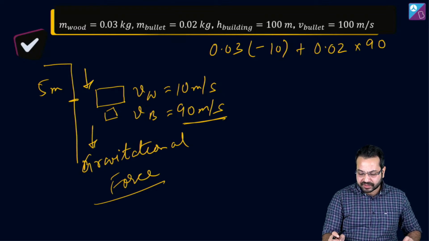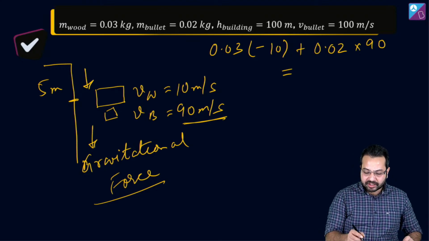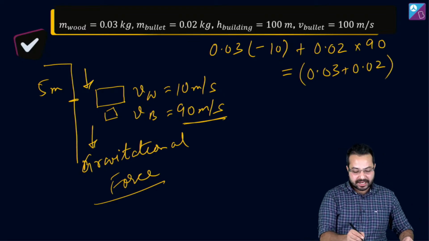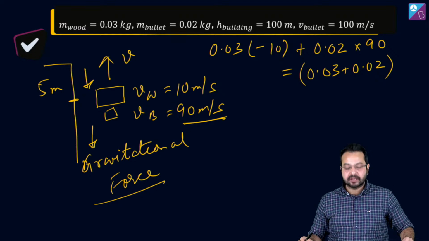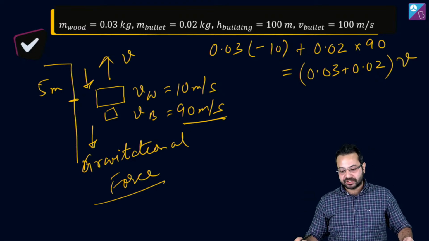So this is the initial momentum. What is the final momentum? The combined mass is going to become 0.03 plus 0.02, that will be the combined mass of the system, and let's say it is moving up with the velocity v. So we multiply it by v. What we have done is conserve linear momentum.